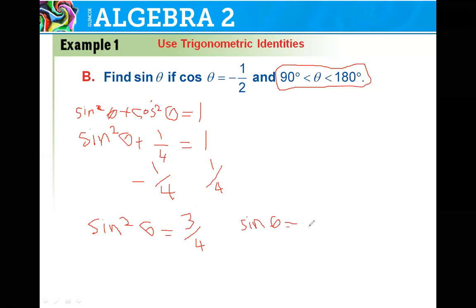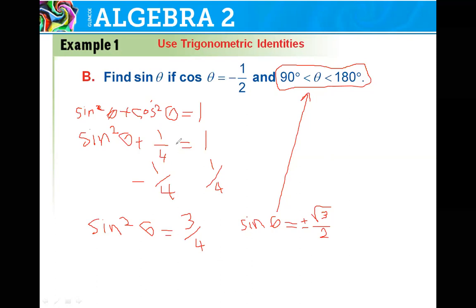It will be the square root of 3 over 4, so square root of 3 over 2, because the square root of 4 is 2. But don't forget to write positive or negative. But here, what about the condition? In the second quad, the value of sine is positive or negative? Sine is positive. So we take only the positive value.